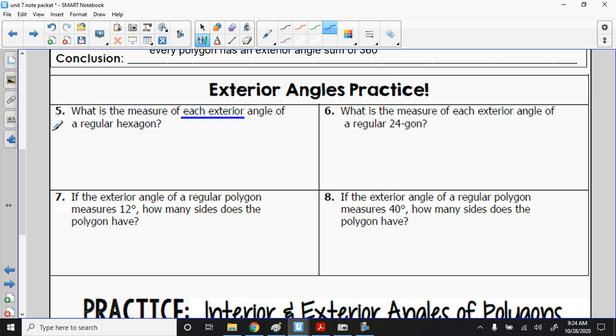What you would do is take the hexagon, which is 6. What's the measure of each exterior angle of a regular hexagon? You take 360, because it's exterior. Anytime you see exterior, you think 360. And divide it by 6. That would be the measure of each exterior angle of a regular polygon. What's the measure of each exterior angle of a regular 24-gon? Here you would say 360 divided by 24.